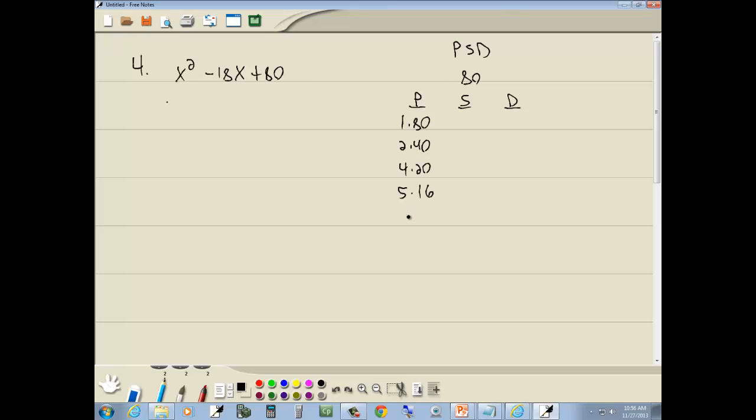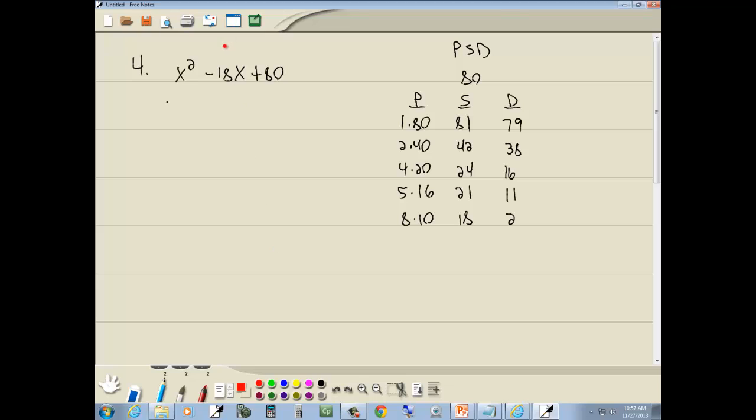Let's see, 6 no, 7 no, 8 times 10. Okay, the sum column, we add these together. 1 plus 80 is 81, 2 plus 40 is 42, 4 plus 20 is 24, 5 plus 16 is 21, 8 plus 10 is 18. Difference column, we'll subtract them. 80 minus 1 is 79, 40 minus 2 is 38, 20 minus 4 is 16, 16 minus 5 is 11, 10 minus 8 is 2.